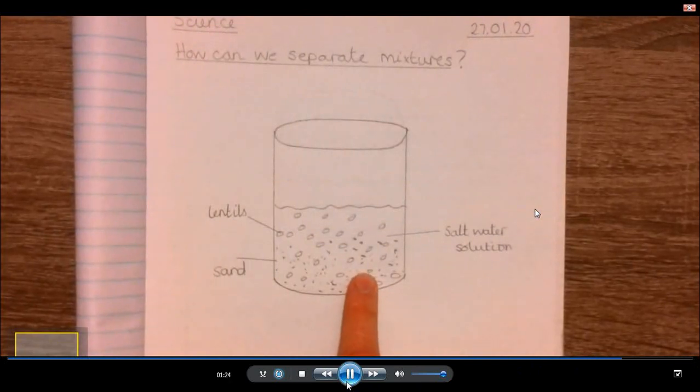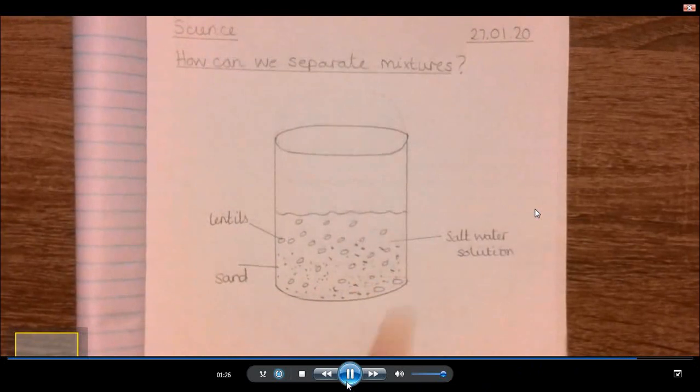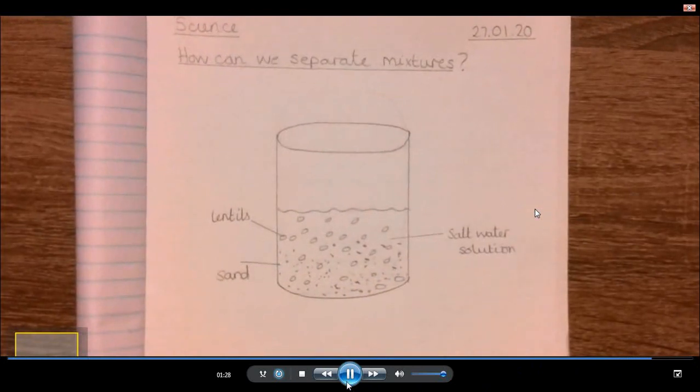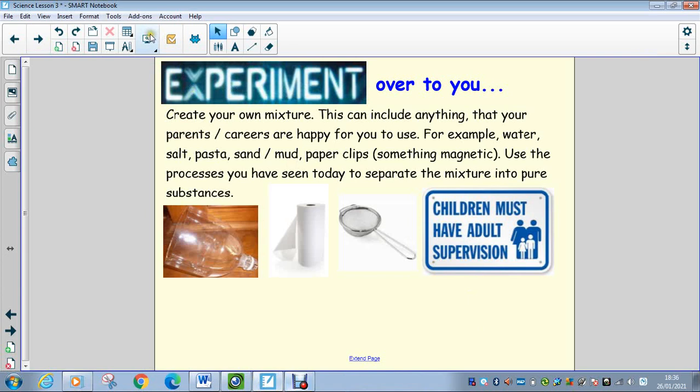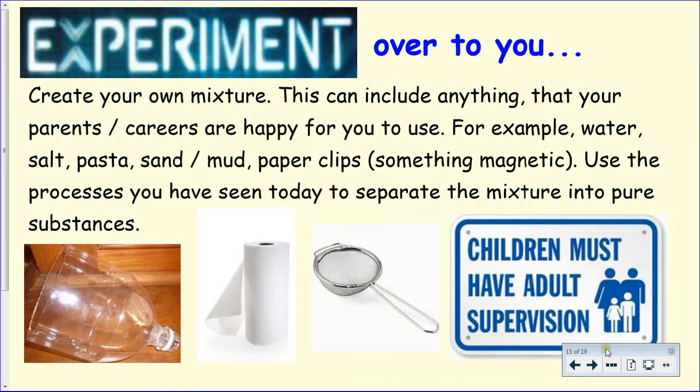Like I say, if you have got the equipment at home, have a go at making your own mixture and see if you can separate them all down. Once you've completed that, Year 5, I've got a few questions for you just to summarise the day. So if you pause the video here and have fun exploring and playing with your mixture and see if you can work out how to separate it down. In your books, you can do like I did in the video, draw the picture and write down how you did it. Then I've got a few questions for you.